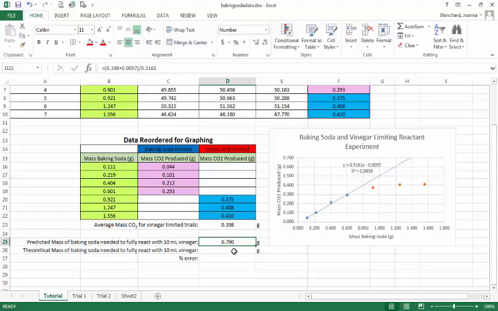The other thing that you're going to have to do is calculate the theoretical mass of baking soda needed to fully react with the vinegar, and you'll calculate a percent error.